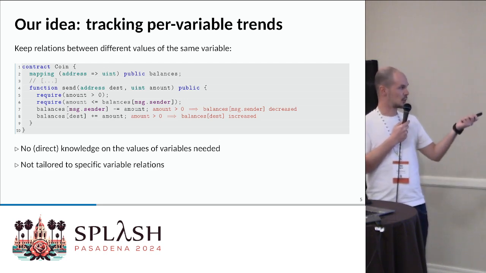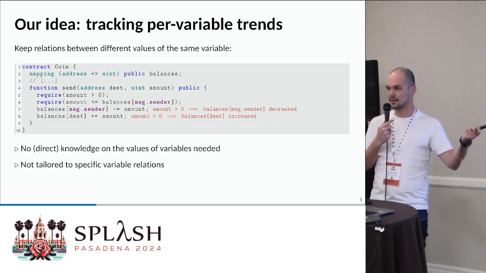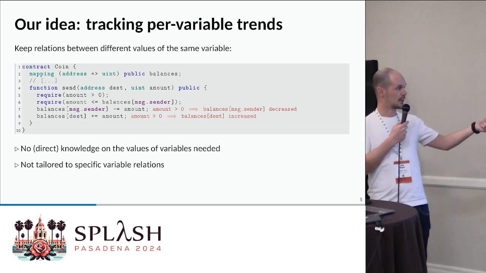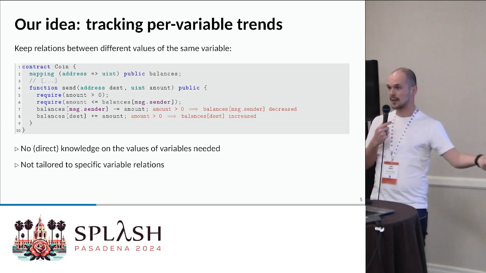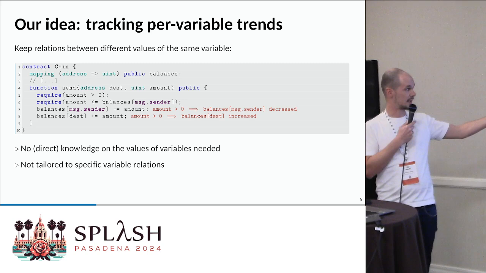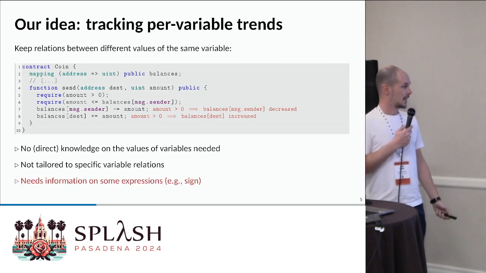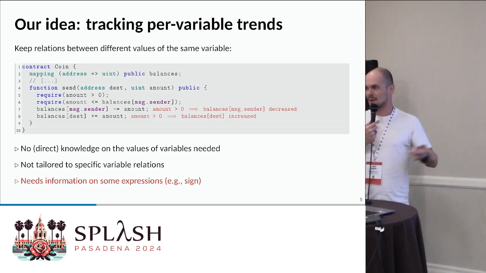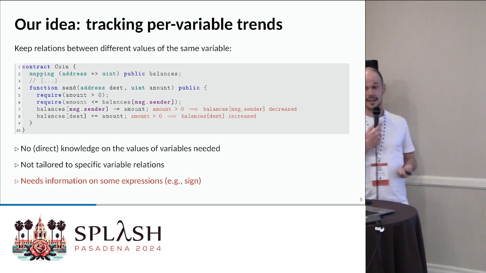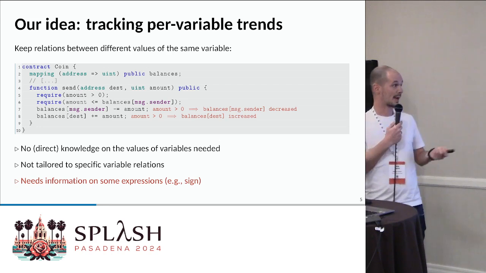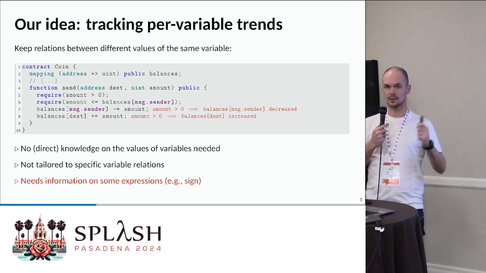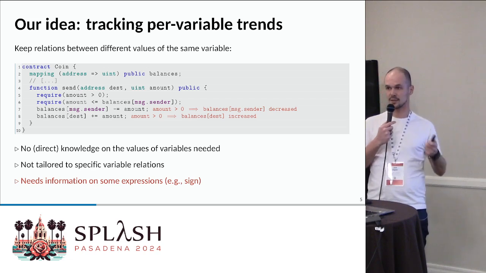It's not tailored to, for instance, specific linear increases or decreases. It doesn't matter, as long as you can compute, in this case, the sign of the expression that is here, you will be able to say something about the left-hand side of the assignment. But the downside is that you must be able to say something about those values. In this case, it's only the sign. You might require some more information, like the fact that it's exactly one value or that it falls inside a range of values and so on.